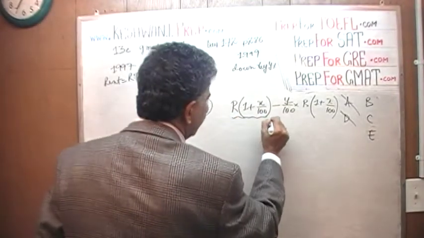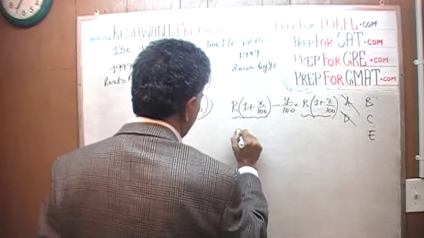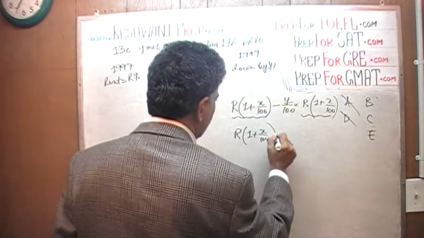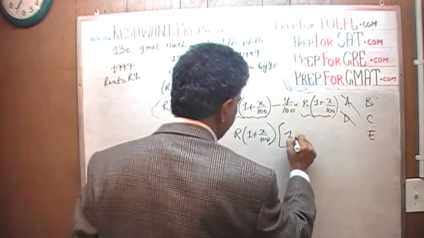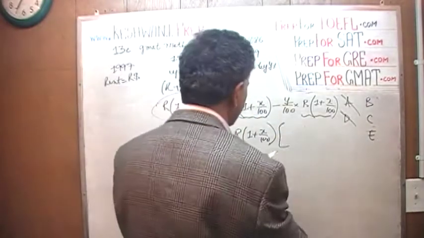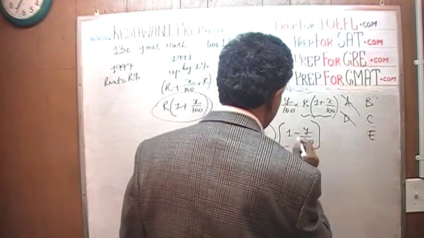Let's take out this entire thing in common. We see here R times 1 plus X over 100. So we're going to take it out in common, R times 1 plus X over 100. And here we're left with only 1, and here we're left with 1 minus Y over 100.